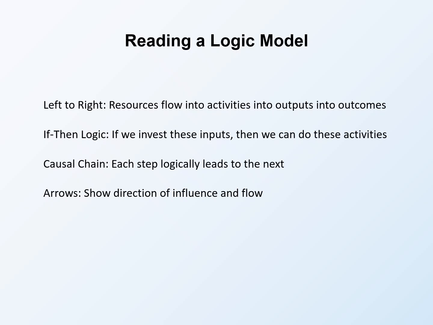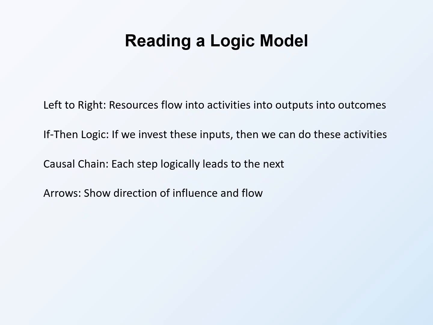This chain of reasoning should be obvious to anyone reviewing your logic model. The causal chain means each step logically leads to the next without unexplained jumps. There should be no gaps where reviewers wonder how you get from one step to another. Every connection should be plausible and supported by program theory or evidence.